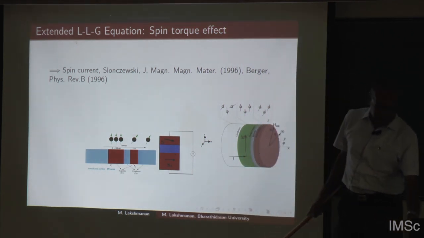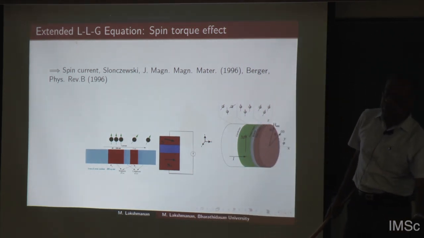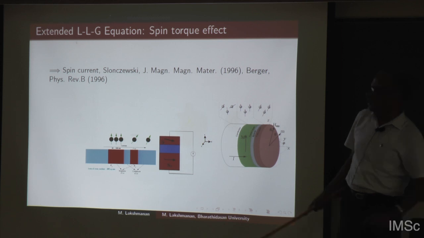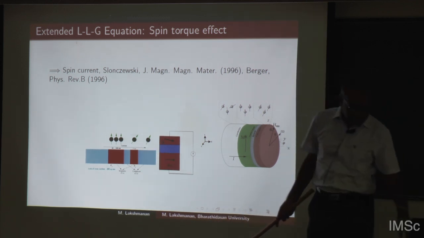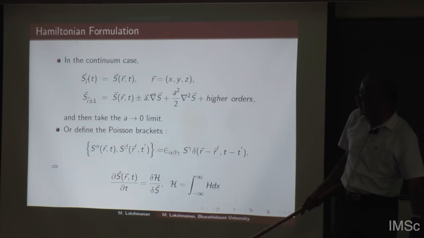If I understand correctly, that spin current mimics some kind of magnetic field and generates Larmor precession of the spin. Yeah, so that's what I have earlier said.